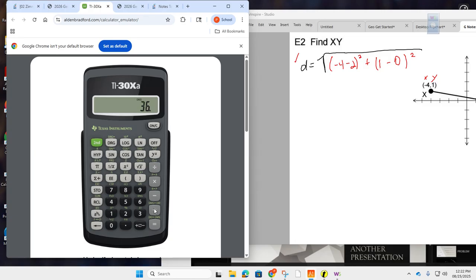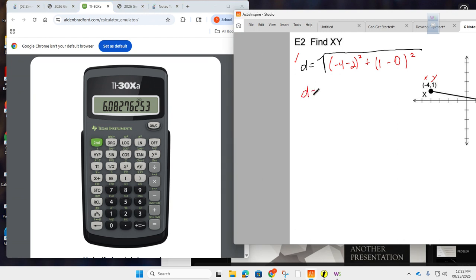Plus, left parentheses, 1 minus 0, close our parentheses, square it, and equal. We have 37. Is 37 our answer? What do we have to do now? We have to take the square root.